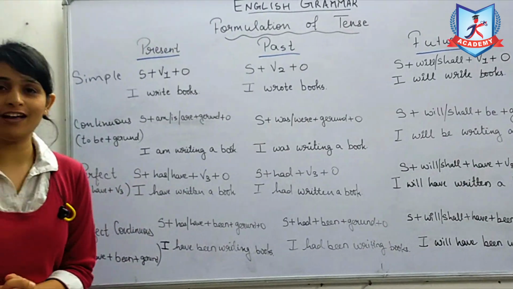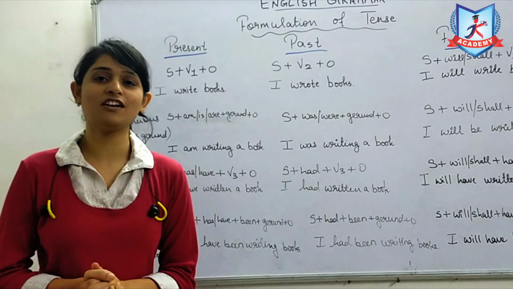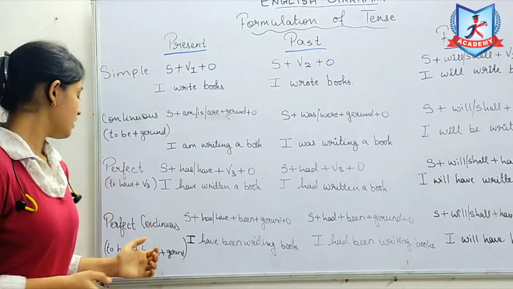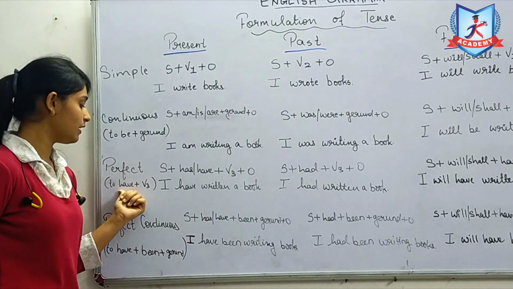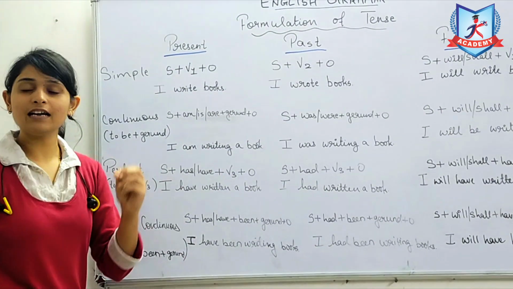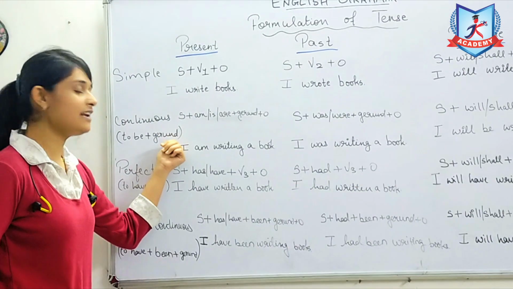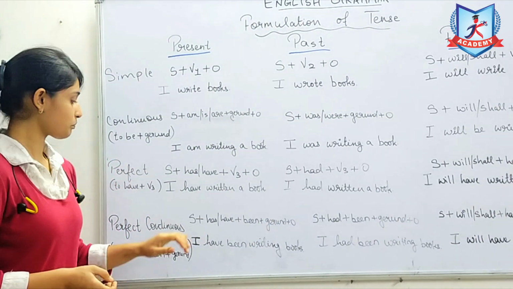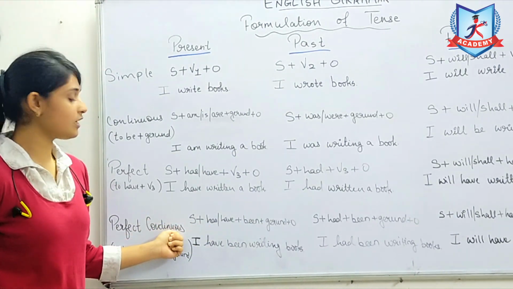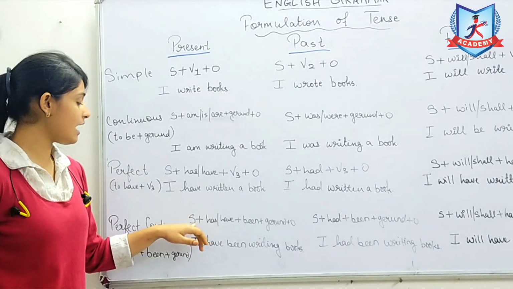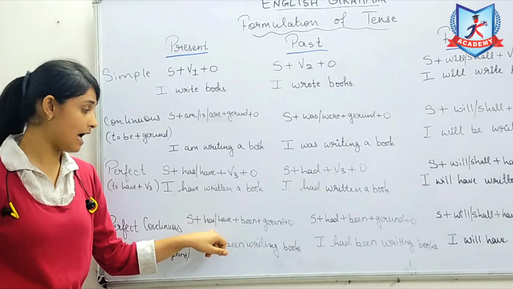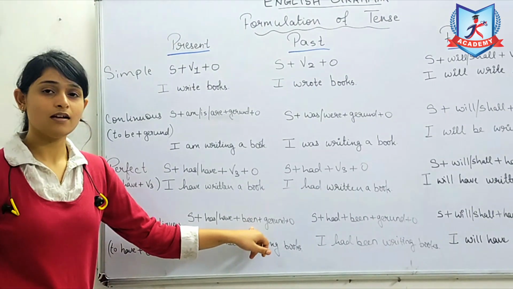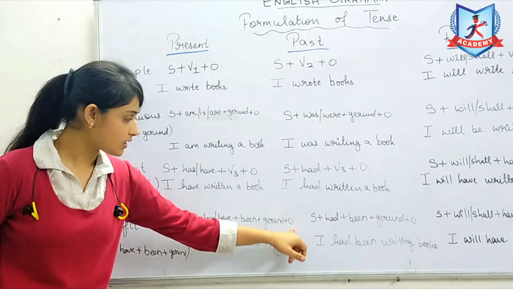Now perfect continuous. That means it is a combination of both the perfect tense as well as the continuous tense. Perfect tense है, that means to have आना ज़रूरी है. Continuous tense है, that means gerund आना ज़रूरी है. So in this case, we will combine both of those. Present perfect continuous tense. My formula is subject plus has or have depending on the subject plus I have to use been plus gerund plus object.